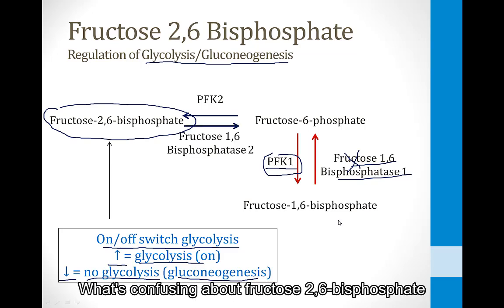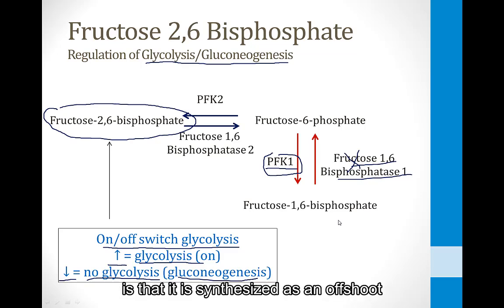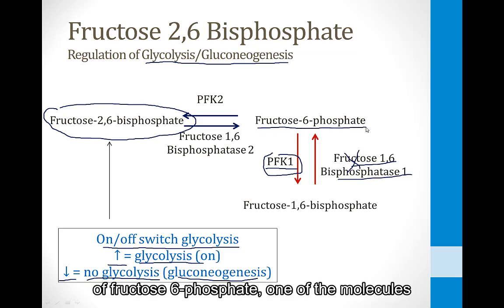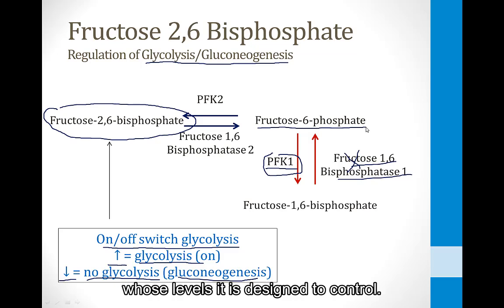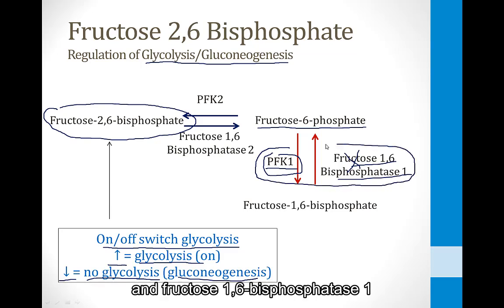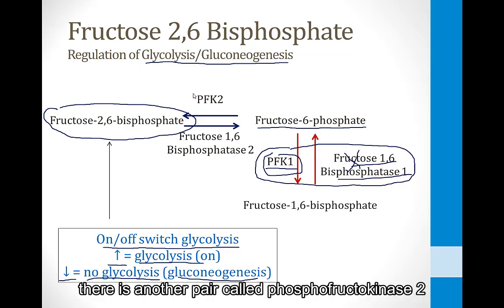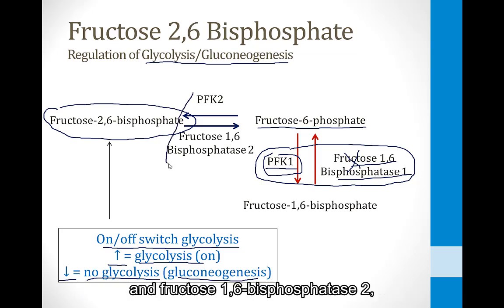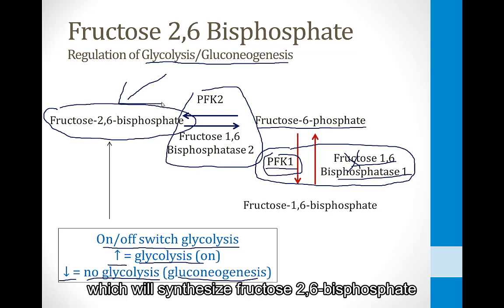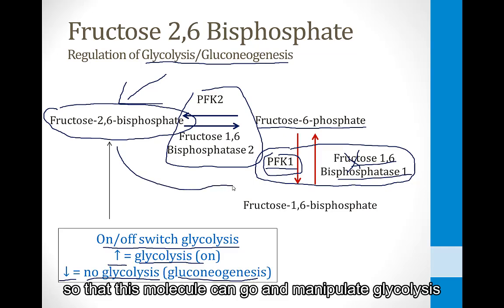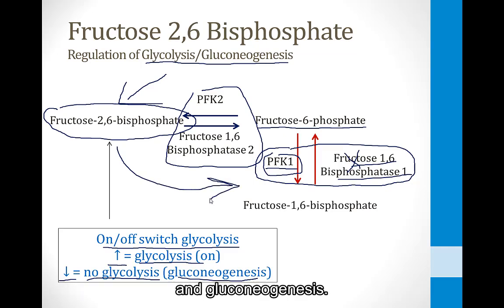What's confusing about fructose 2,6-bisphosphate is that it is synthesized as an offshoot of fructose 6-phosphate, one of the molecules whose levels it is designed to control. Just like there are a pair of enzymes called phosphofructokinase 1 and fructose 1,6-bisphosphatase 1 that are used in glycolysis and gluconeogenesis, there is another pair called phosphofructokinase 2 and fructose 1,6-bisphosphatase 2, which will synthesize fructose 2,6-bisphosphate so that this molecule can go and manipulate glycolysis and gluconeogenesis.